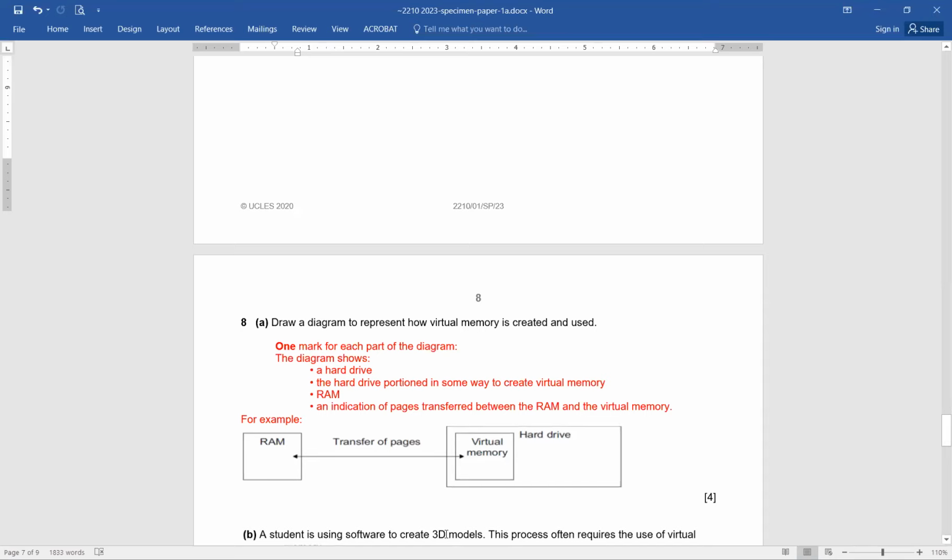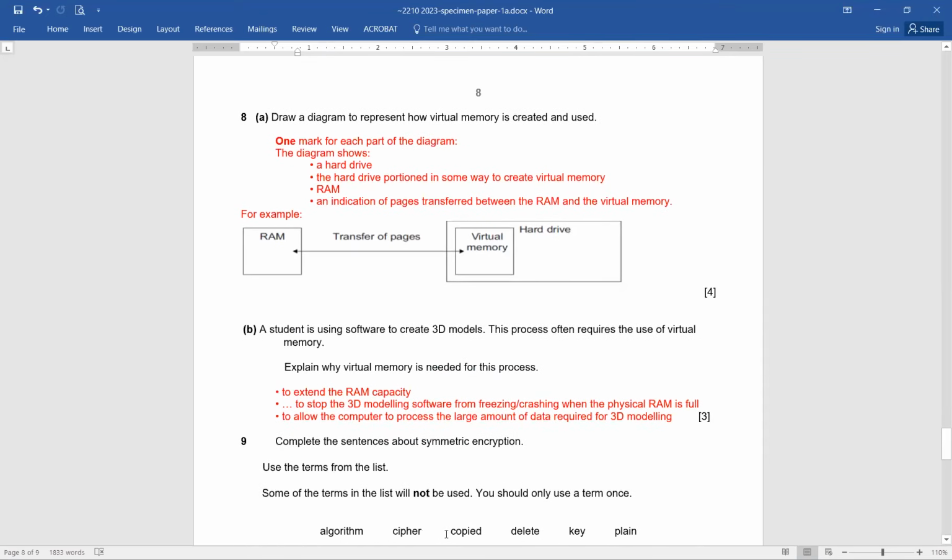Now, part B. A student is using software to create 3D models. Okay. Yes, Ali, do you have a question? I think we are clear with the term virtual memory, isn't it? Yes, thank you very much.